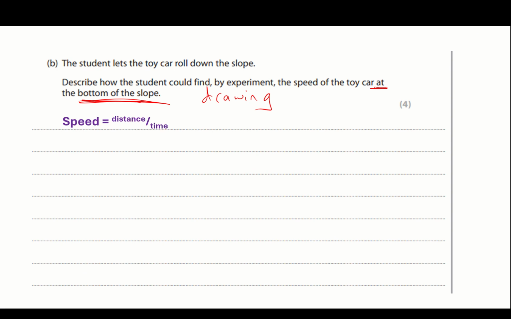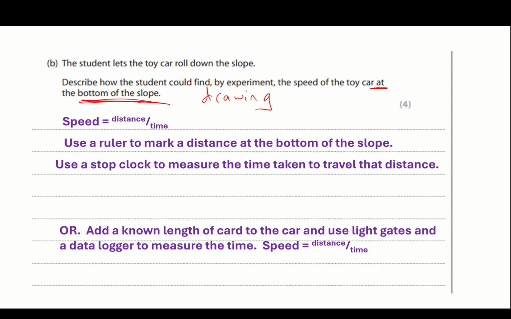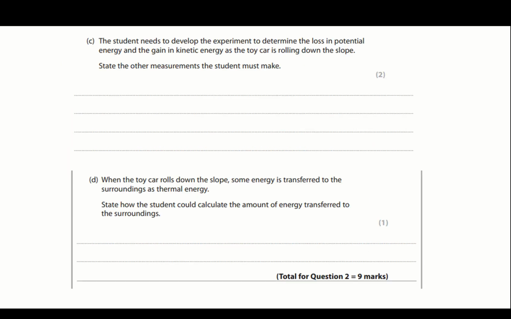So we know speed equals distance divided by time. Use a ruler to mark a distance at the bottom of the slope, 50 centimeters or whatever you want to pick. Use a stop clock to measure the time taken to travel that distance. And then that's it done. Or we could add a known length of interrupt card to the car, and use light gates and a data logger to measure the time. Speed equals distance divided by time. That bit gets missed out because students forget that they need to say it.